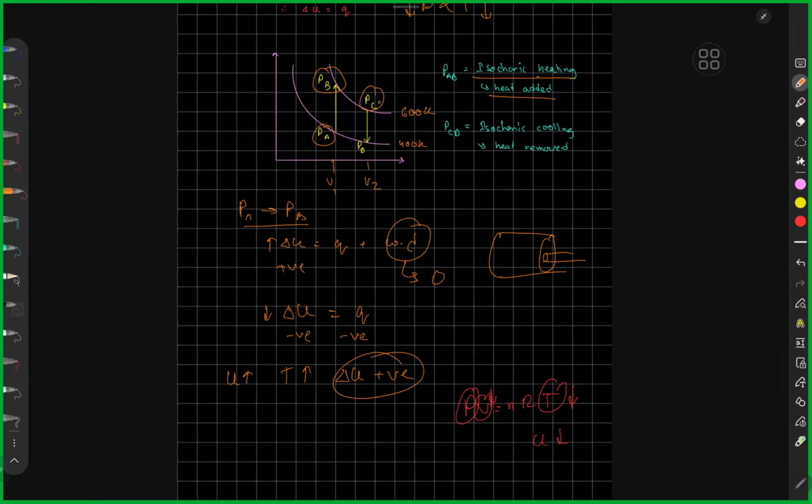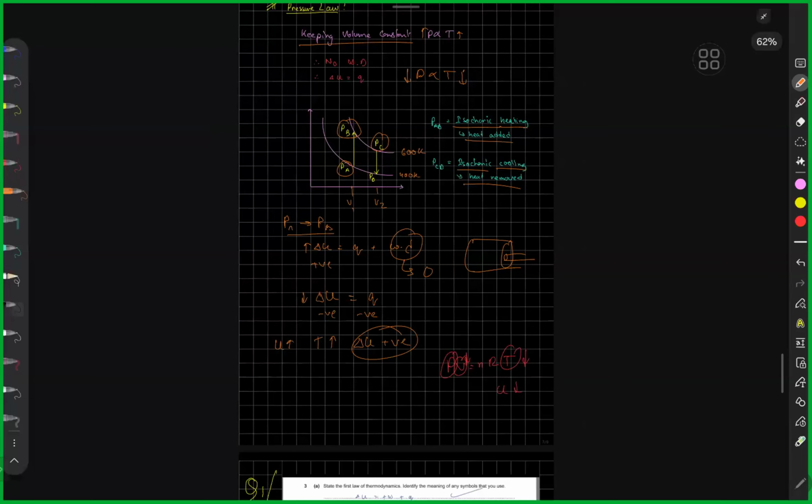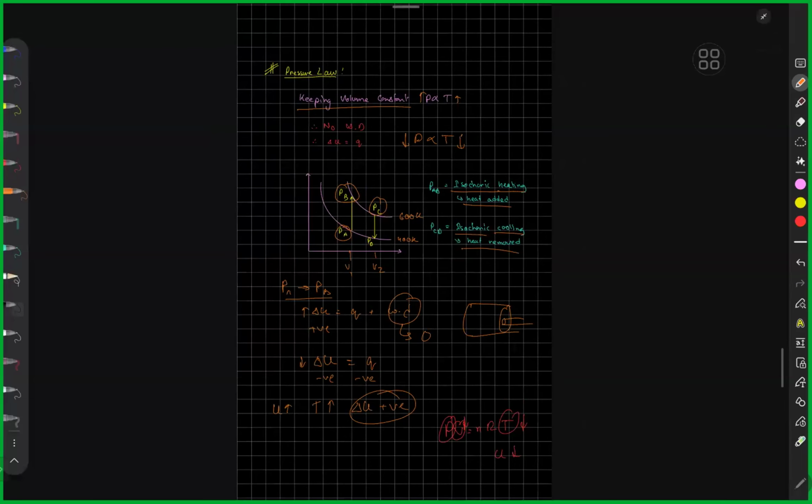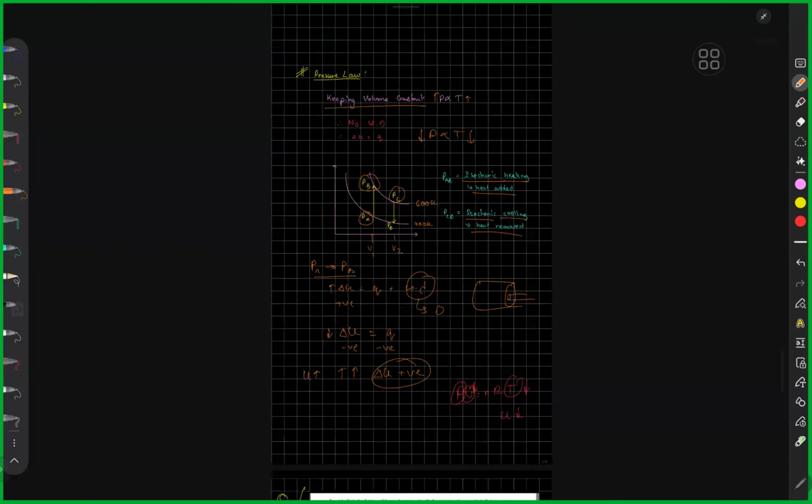So that is what's happening in isocoric cooling, heat removed. Got it, guys? Clear? Yes. Great. So this is done.